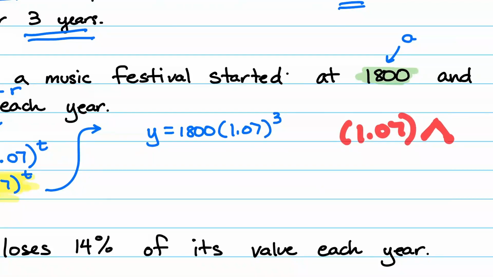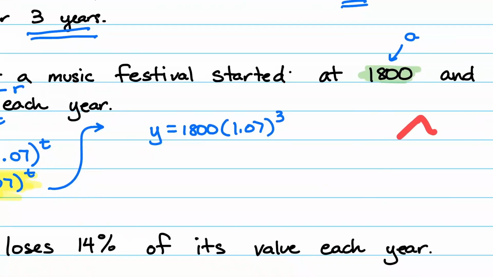that has like the little mountain, or my teachers used to call it like the little carrot top. I don't know why they call it a carrot top. It didn't look like a carrot to me. But anyways, that's going to raise it to the third power, and then you're going to hit enter. Let me go ahead and do that on my calculator real quick and get that number for you. 1,800 times 1.07, close my parentheses, and raise it.